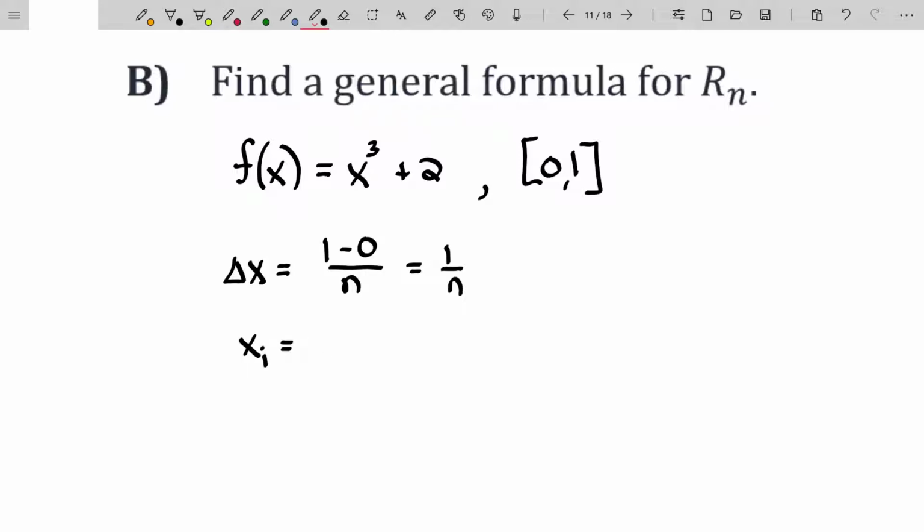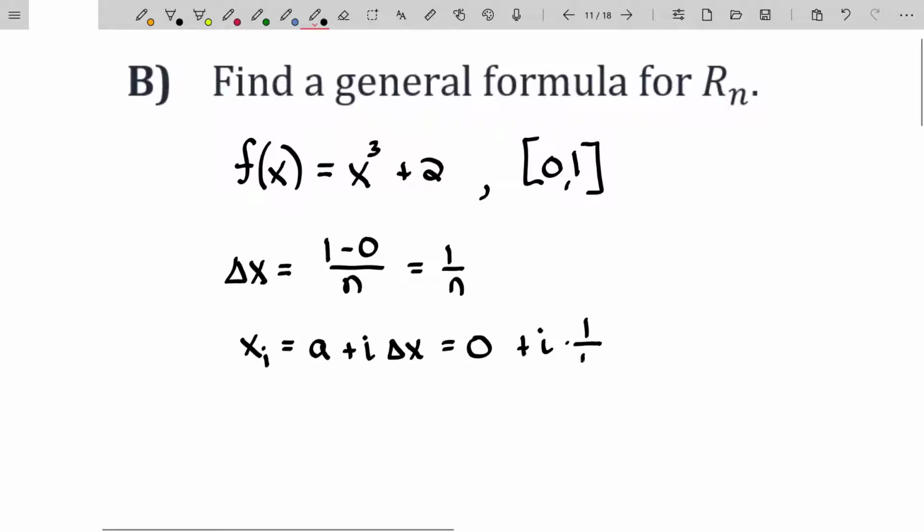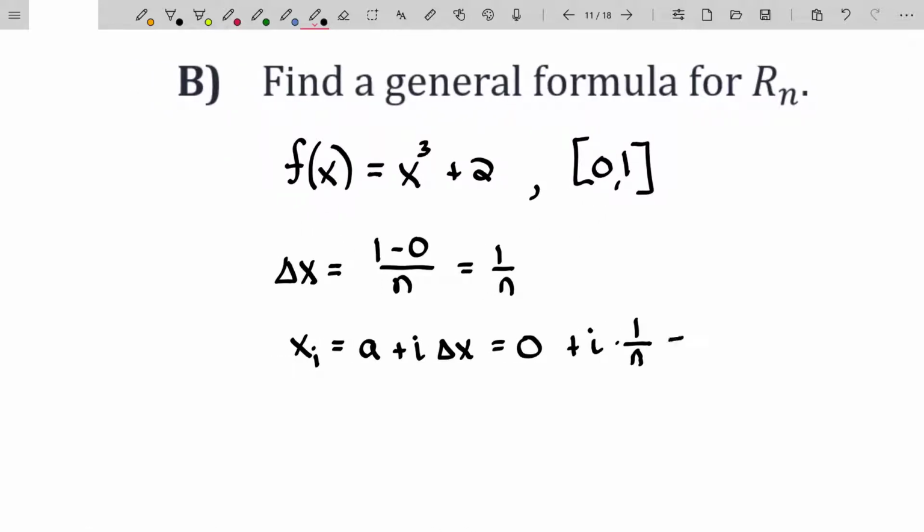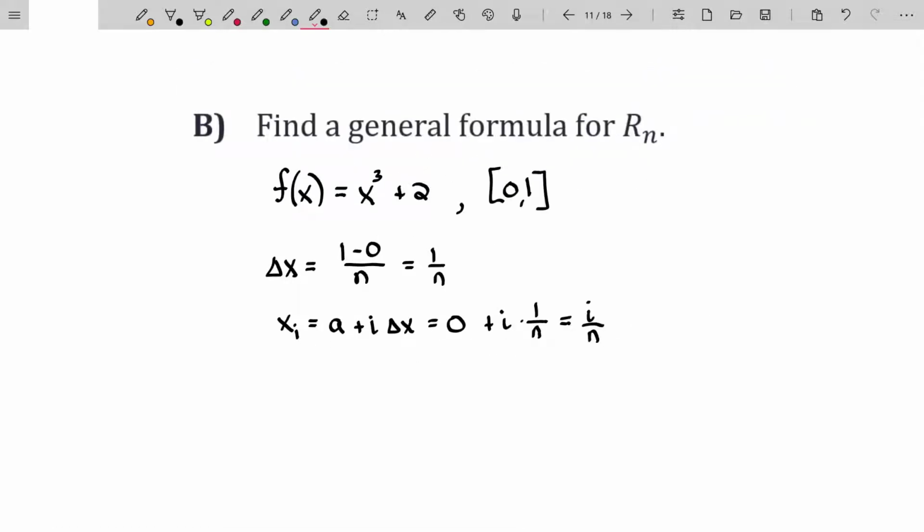Actually, maybe I would write a here: a plus i times delta x. But a is 0, and delta x we just computed is 1 over n. So x sub i is just i over n. Now, I happen to know the formula when you use the right endpoints.